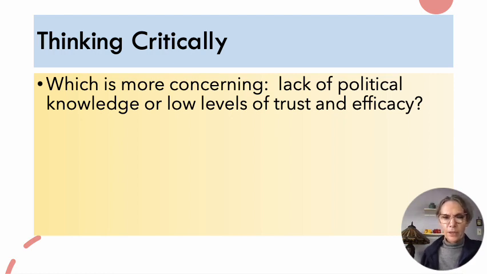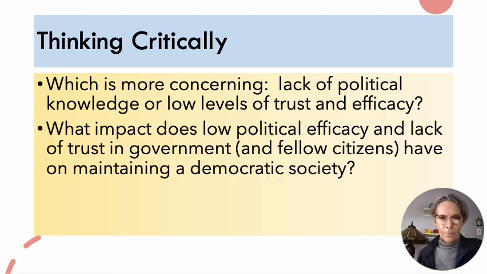In other words, if you had to choose in a democratic society, a society that had higher levels of trust and felt like their voice was heard, but didn't have a lot of political knowledge, would that be preferred? Or would you say that you'd like people to have high political knowledge, even if that's coupled with a low level of trust and a low level of efficacy? So maybe think about which of those, trust and efficacy versus knowledge, gives you more cause for concern, particularly when it's low.